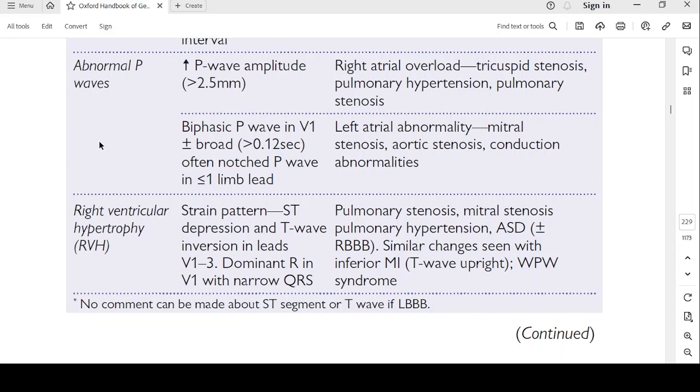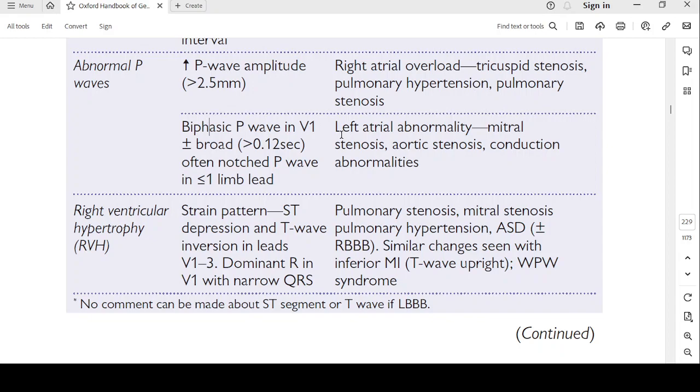Biphasic P wave in V1. So in V1, if we have a biphasic P wave, like you have an up and a down portion in the P wave, plus a broad P wave more than 0.12 seconds. More than 0.12 seconds is more than 3 small squares. If your P wave is up and down and more than 3 small squares, and noted in V1, often a notched P wave in limb leads.